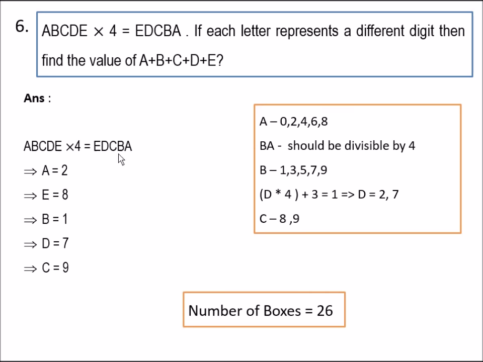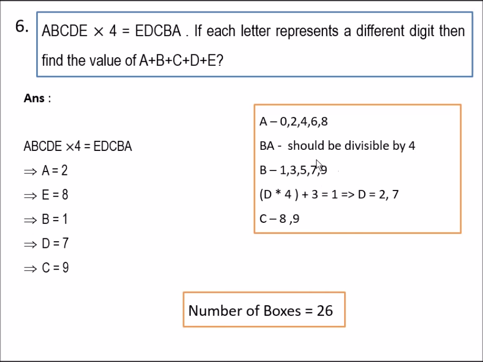If A is equal to 2, then E should be 8. That is, when 2 is multiplied by 4, E is equal to 8. For a number to be divisible by 4, the last two digits should be divisible by 4 or be 00. Here BA is the last two-digit number and we already know A is equal to 2. So B2 should be divisible by 4. But we already know E is equal to 8.